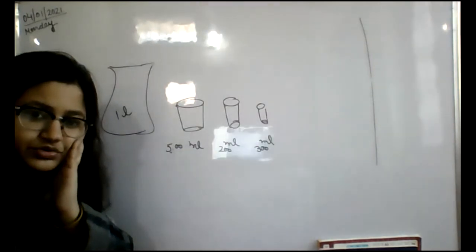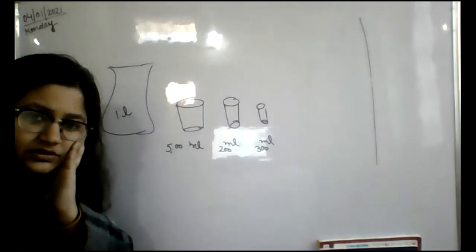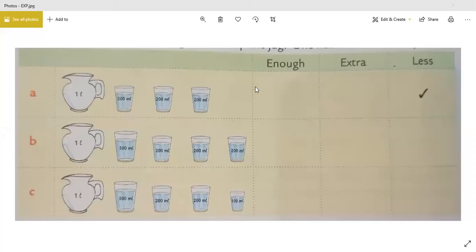Okay, now let me show you the screen of the question. Yeah, this is the question in front of you all. Can you see the question? What you have to do is tell whether there will be enough, there will be extra, or there will be less water. Okay, first one: 200, 200 and 200.